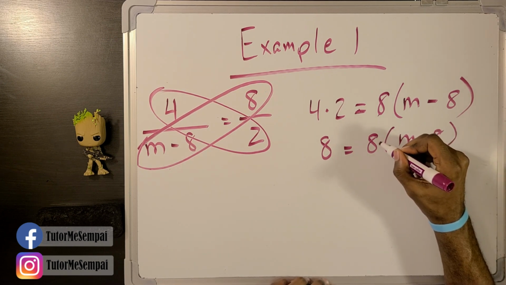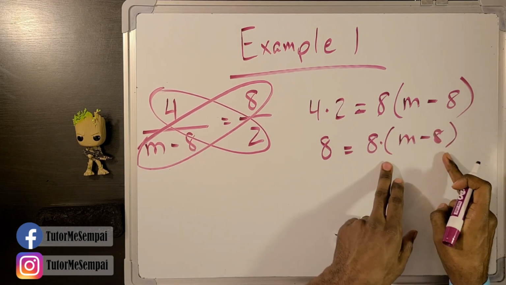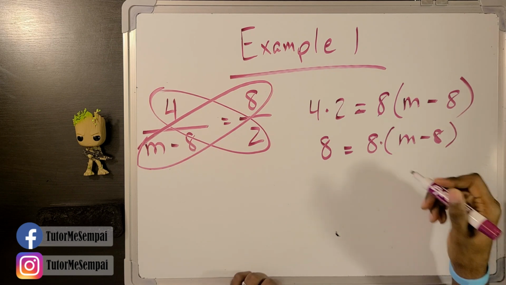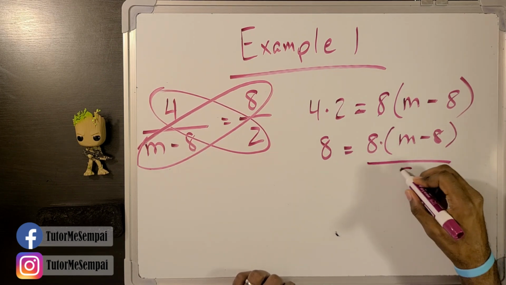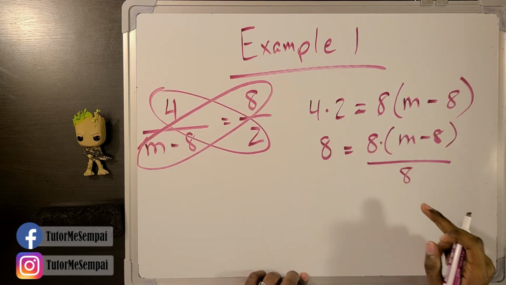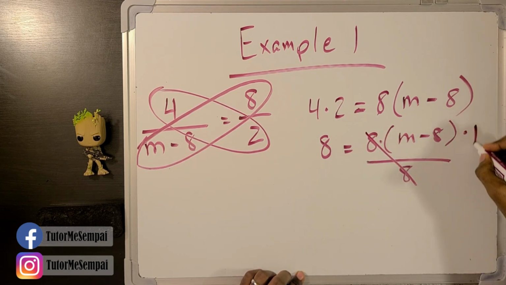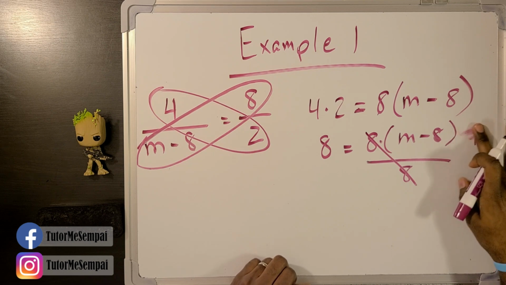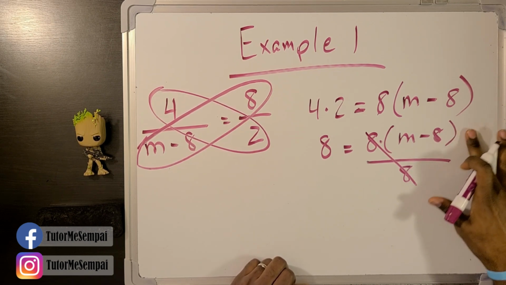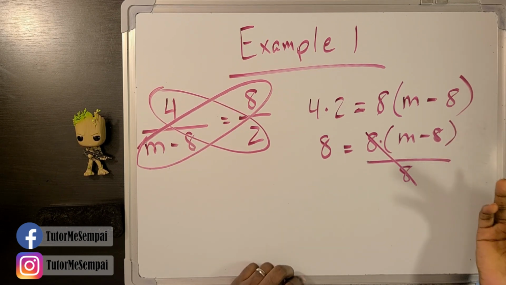Well, this is connected by multiplication, right? 8 times this parentheses. So we can divide both sides by 8 in order to get rid of this 8 on this side. 8 divided by 8 gives us 1, so you can put times 1, you don't necessarily need to. So I'm going to leave it out. We have an understood times 1.